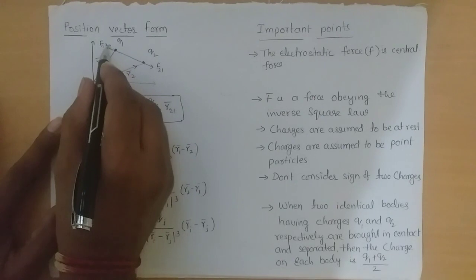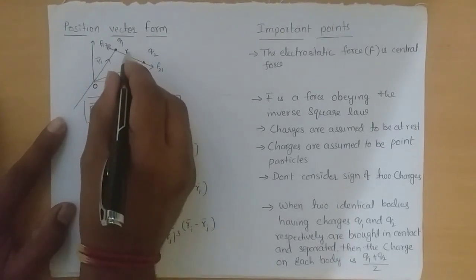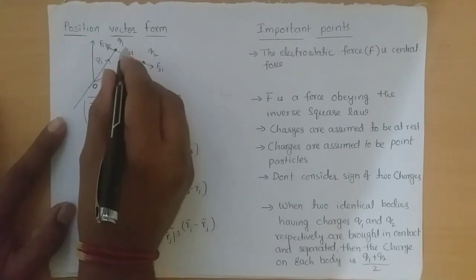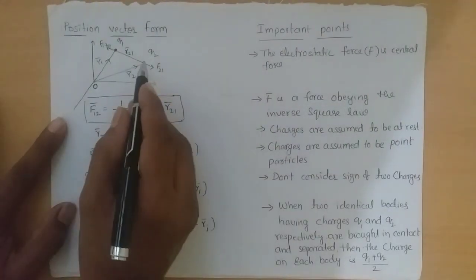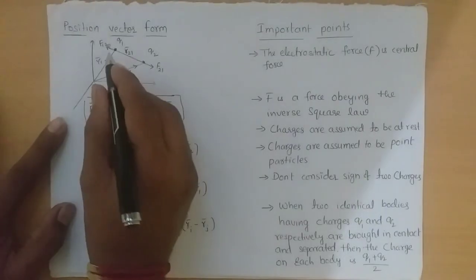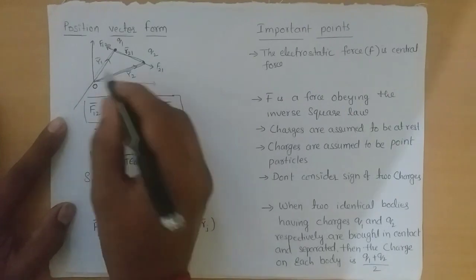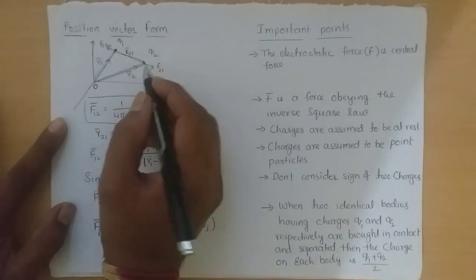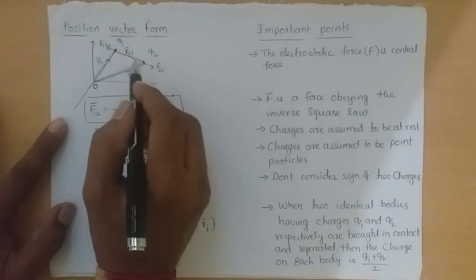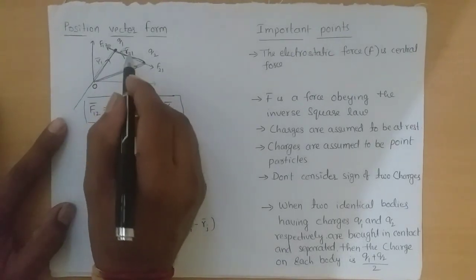This is the force on the one due to the second charge. So in this case the vector is r21 bar, the distance from 2 to 1. Now from this triangle law, this is in this direction, and this is in this direction. So we are finding the force on the one due to 2, so the force is acting in this direction, and the distance is also in this direction.